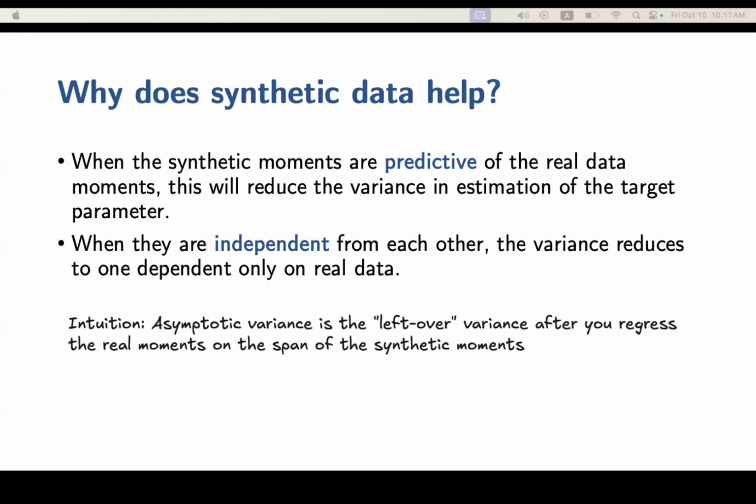And so the more mathematical intuition of what is going on here is you can think about the asymptotic variance as kind of like a leftover variance after you regress the real moments onto the span of the synthetic moments.